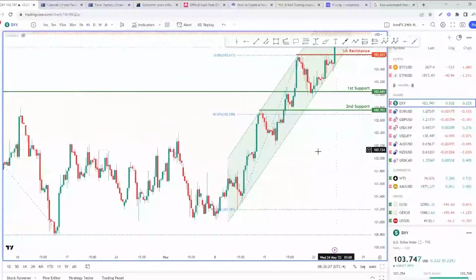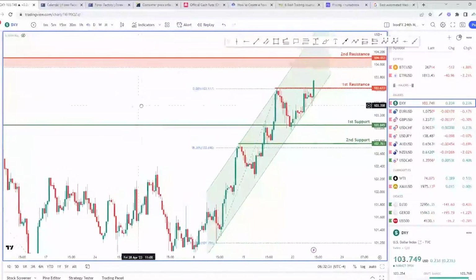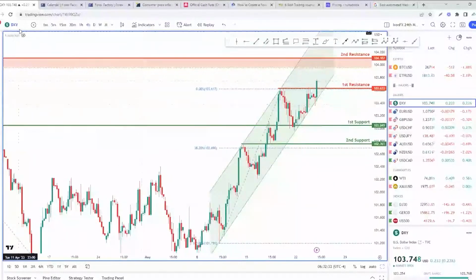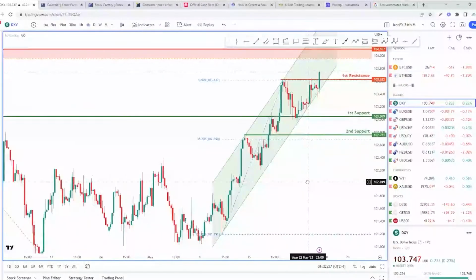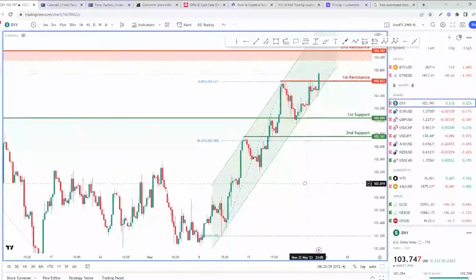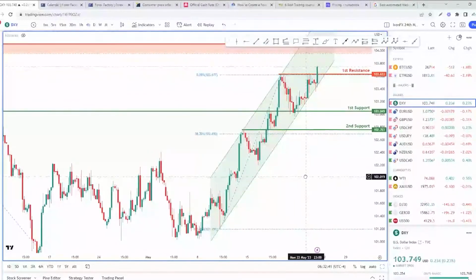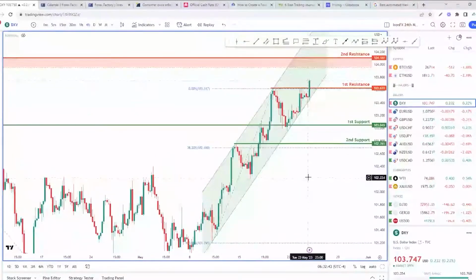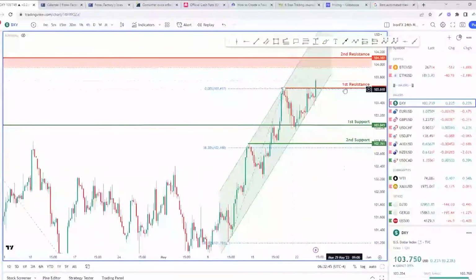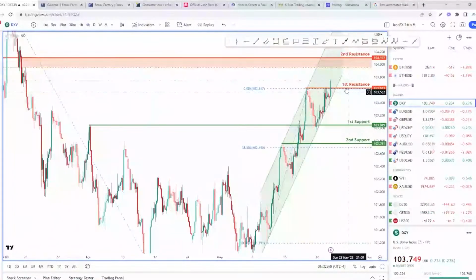Okay, otherwise, I'm on the 4 hour chart for the dollar index DXY. This is a dollar index that tracks the performance of the US dollar relative to all its peers. As you can see, earlier in the day we had identified the first resistance level at 103.6.